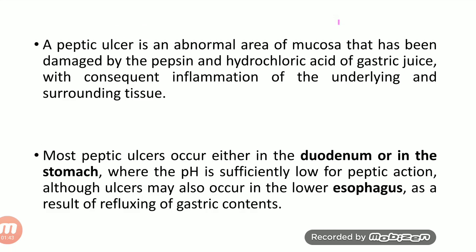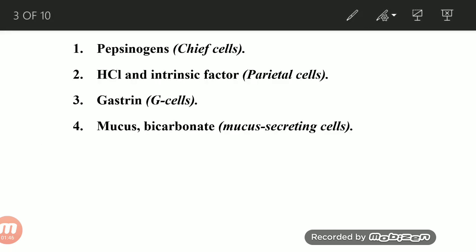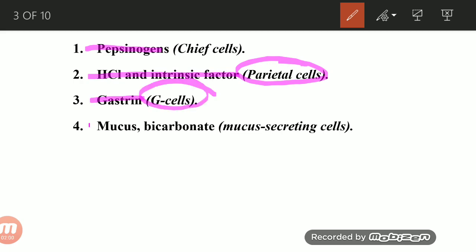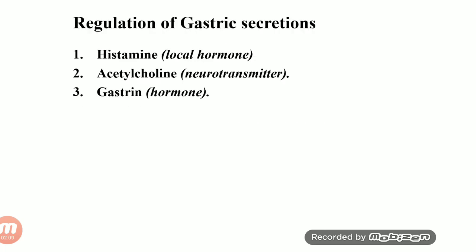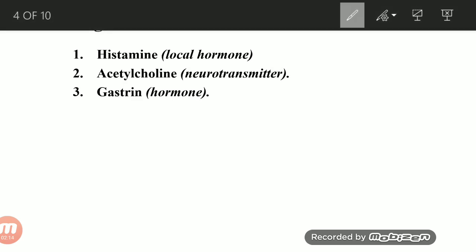Okay, so your gastric secretions: normally there is secretion of pepsinogen, which is secreted by your chief cells; secretion of HCl and intrinsic factor, which are secreted by your parietal cells; gastrin secreted by your G cells; and mucus and bicarbonate secreted by your mucus secreting cells. So we are going to see the regulation of your gastric secretion.